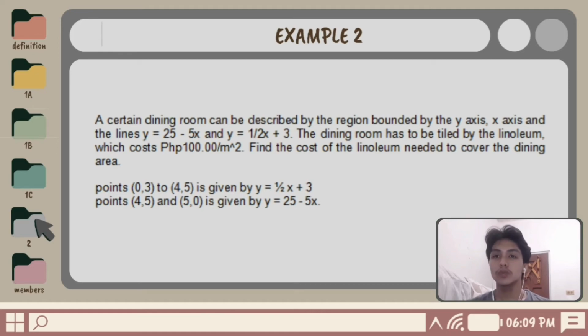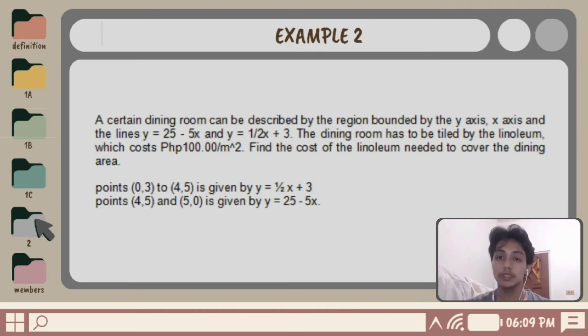So the first thing that we need to do is to know that the line from the points (0, 3) to (4, 5) is given by y equals 1 over 2x plus 3. And the line from points (4, 5) to (5, 0) is given by y equals 25 minus 5x. So to find the total area of the dining room, we have to use the formula A sub 1 plus A sub 2.